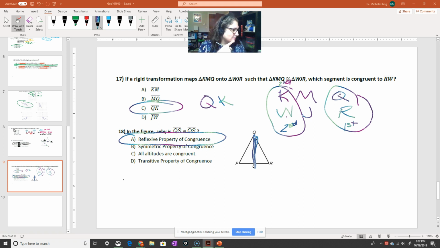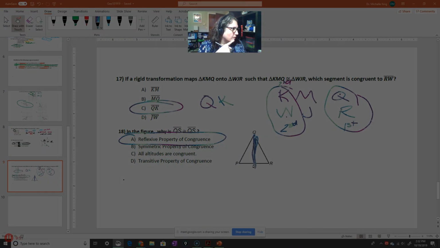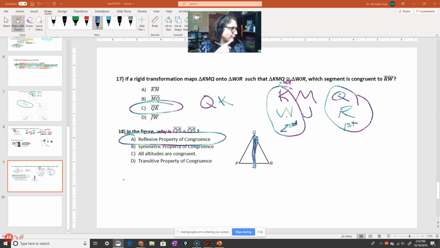18 I stopped at. Let's get our next pick. We are about halfway through.